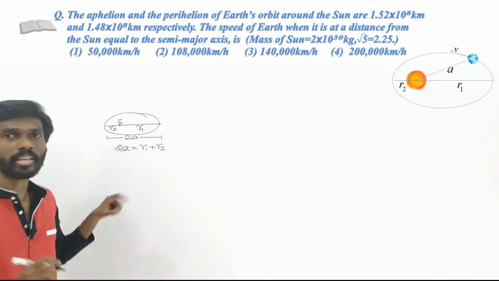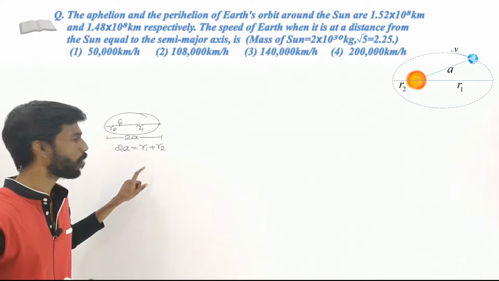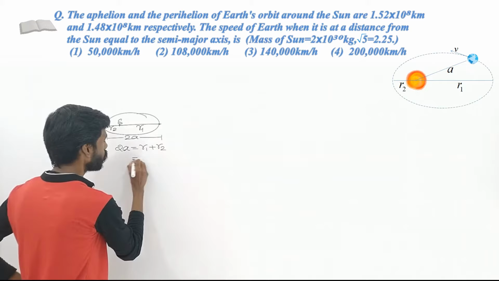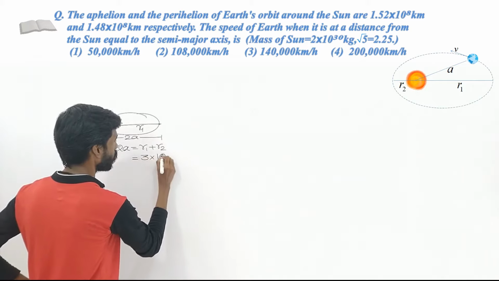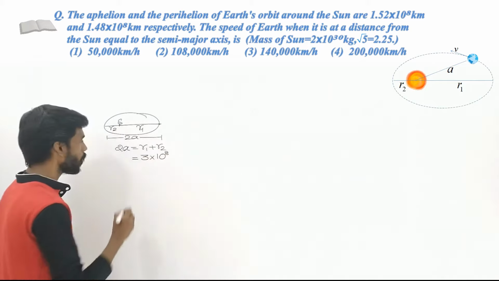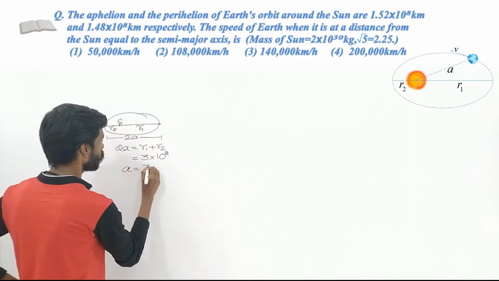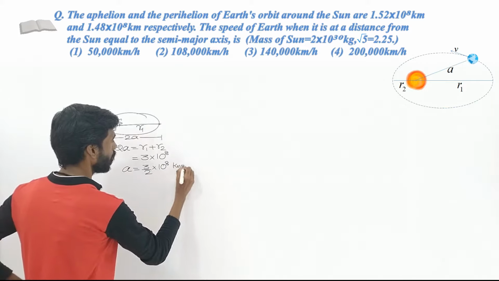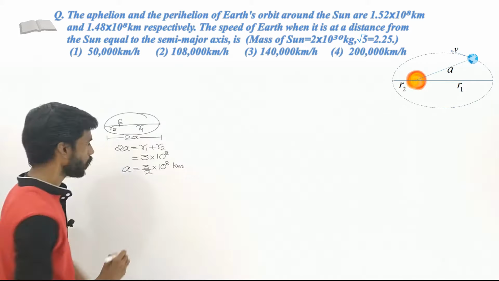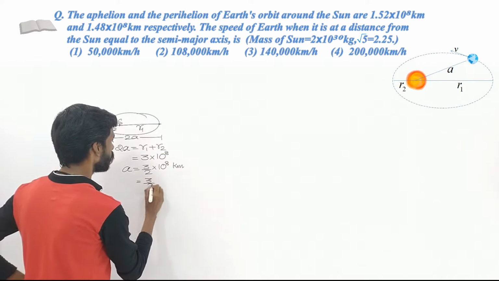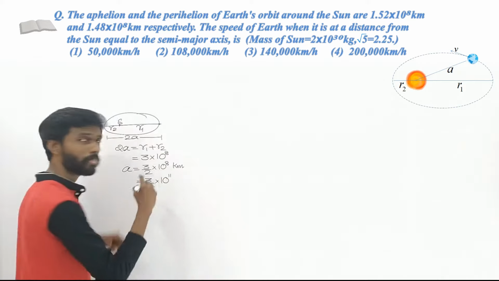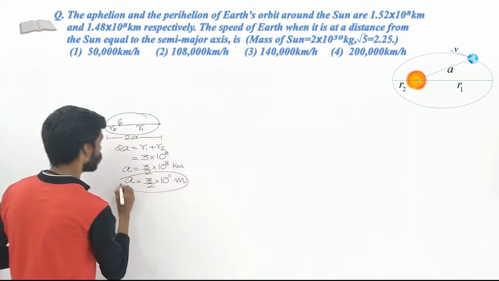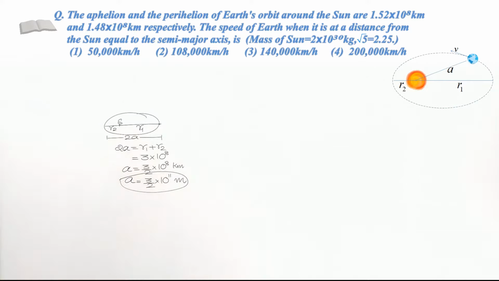This r1, the aphelion distance, is given in the question, 1.52 multiplied by 10 to the power 8. Similarly, r2 is given as 1.48. Now if you add these two values, we get the answer 3 multiplied by 10 to the power 8. This is the distance 2a, but what we need is half of the length, a. So a equals 3 by 2 times 10 to the power 8 kilometer. Let's convert this into meter, which is our standard unit for calculation. So this equals 3 by 2 multiplied by 10 to the power 11, multiplying by 10 to the power 3, meter. This is the required length of the semi-major axis. We can keep it for later reference.